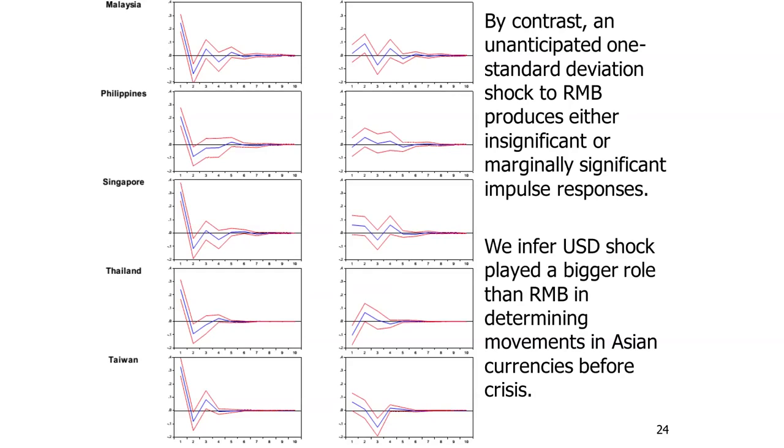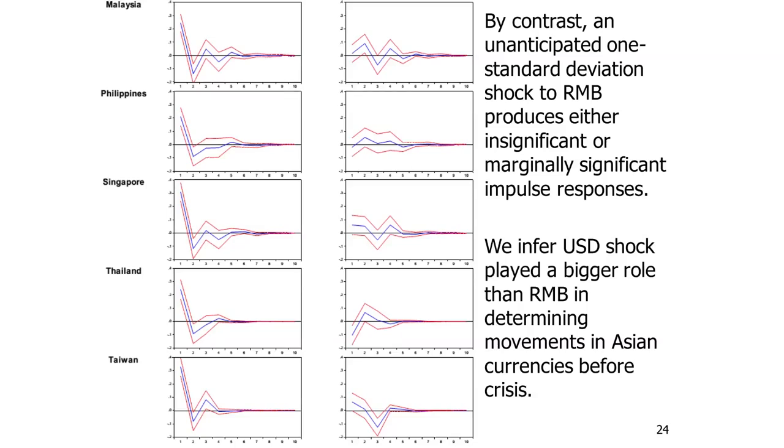On the other hand, by contrast, a shock to the renminbi produces either insignificant or marginally significant impulse responses during the pre-crisis period. So it will be this as well as the previous charts here. So we infer that the US dollar shock plays a bigger role than the renminbi in determining movements in Asian currencies before the global financial crisis.